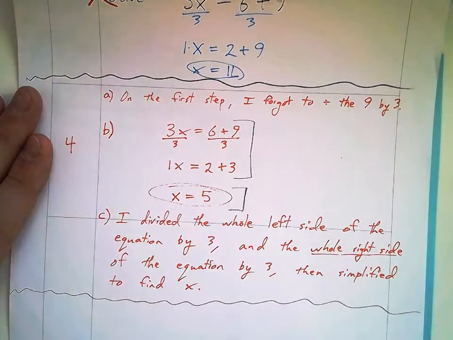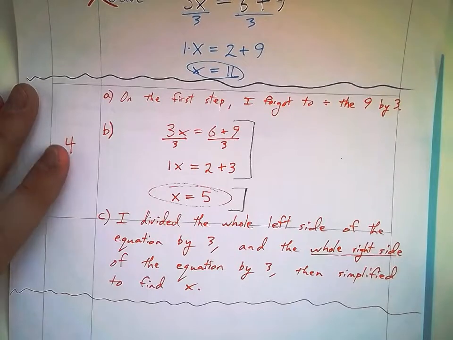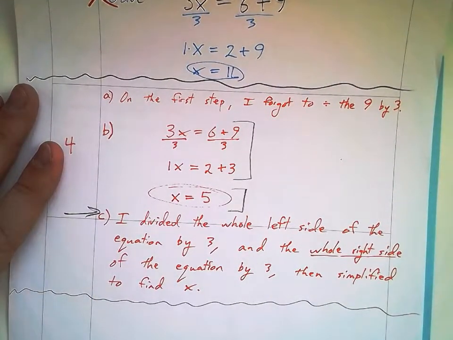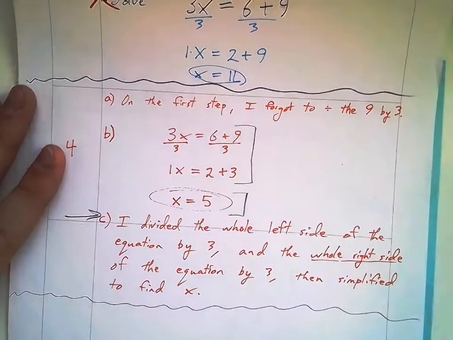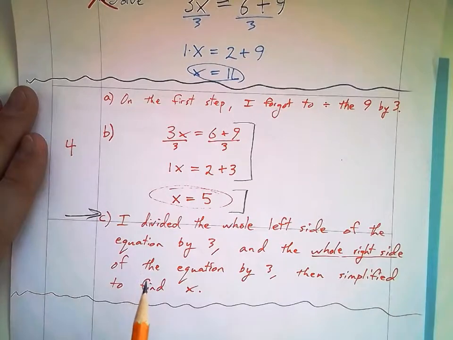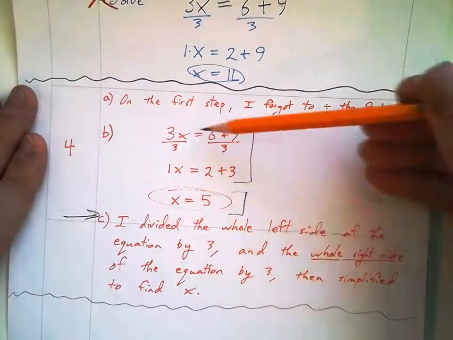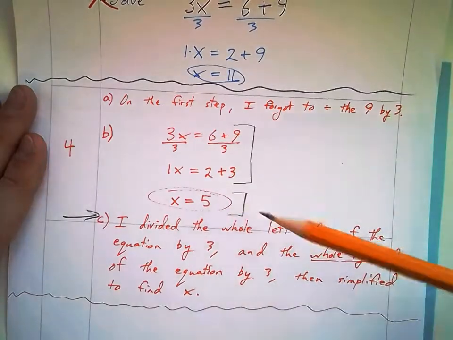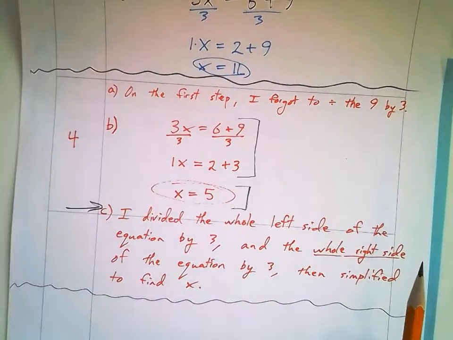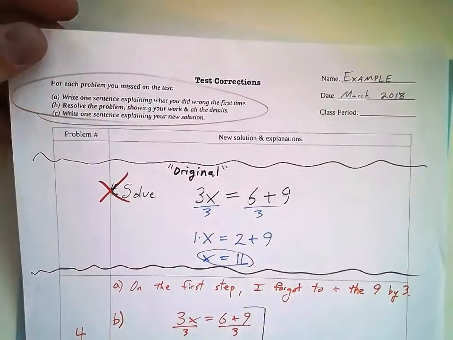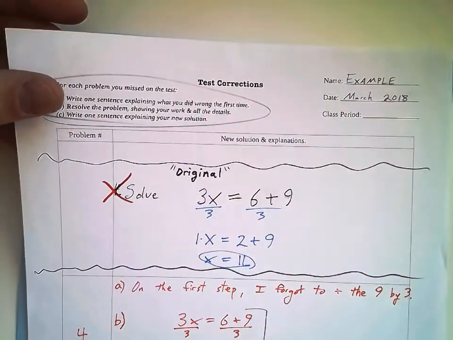Even if you didn't try on it the first time, you've got to do part C. You have to write a sentence explaining what you did do. I don't care what you did wrong the first time. That's part A. Part C is what you did here. Explain what you're doing on these steps to get the answer and why. Hopefully that clarifies what exactly you need to do for test corrections.